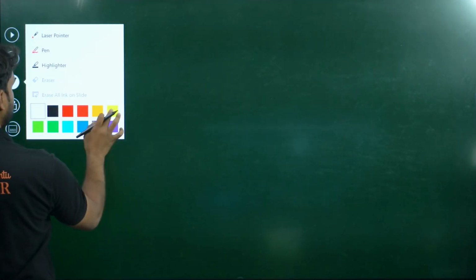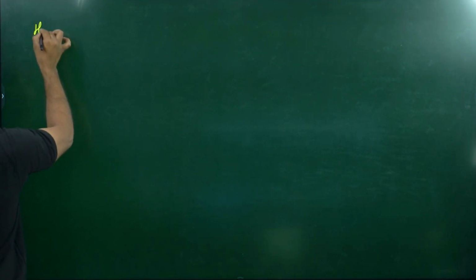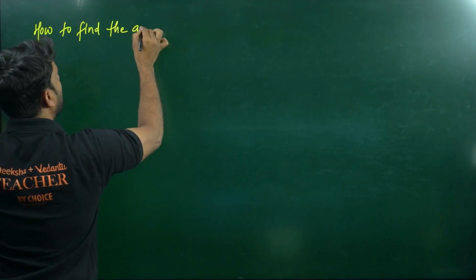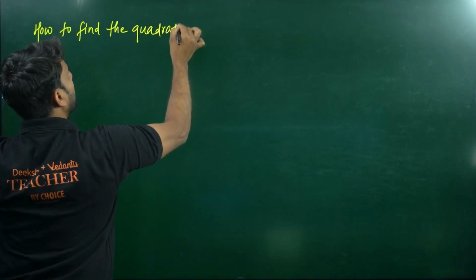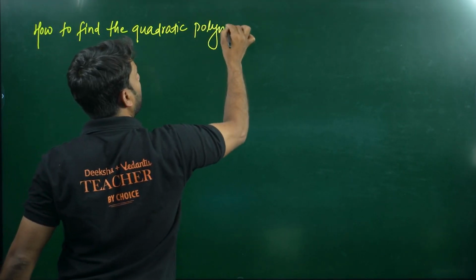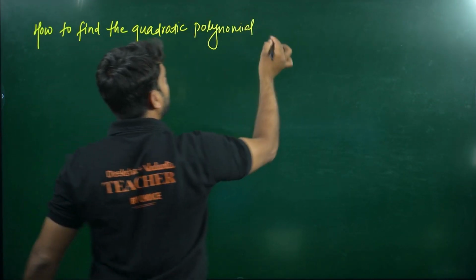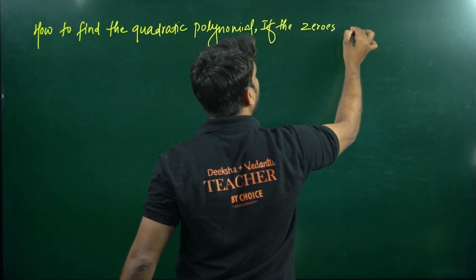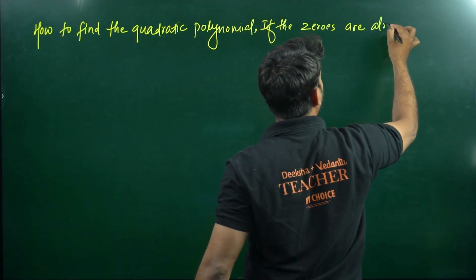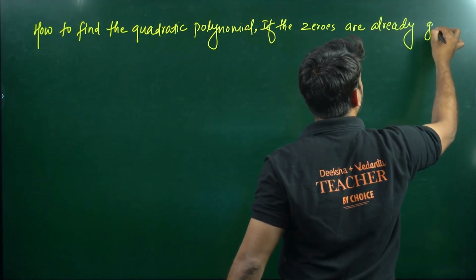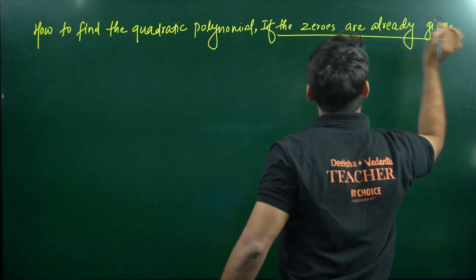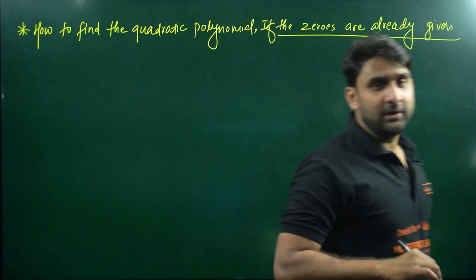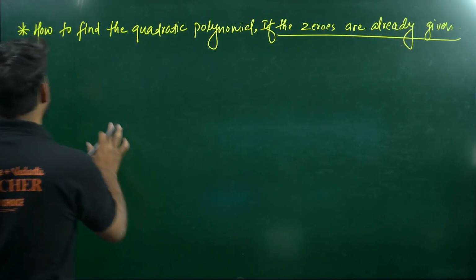Okay, so how to find the quadratic polynomial, how to write or how to find the polynomial if the zeros are already given. If the zeros are already given, so this is the topic. How to find the quadratic polynomial if the zeros are already given. So my dear champion, listen here.